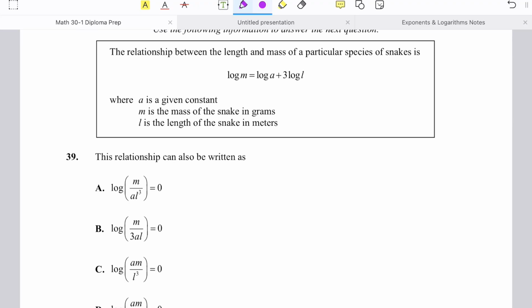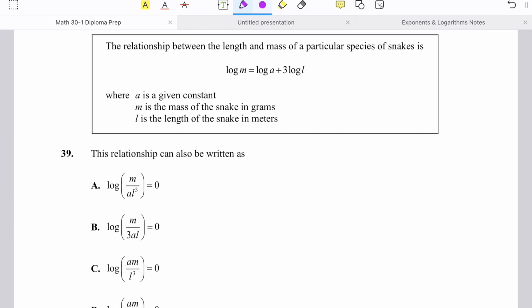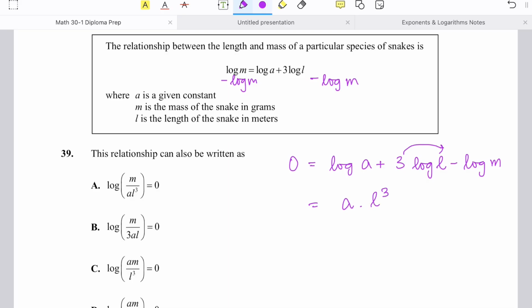Question 39. They're just asking us to write the relationship of log. This is easy, right? All you need to do is subtract log m to the other side, and you're going to get 0 is equal to log a plus 3 log l minus log m. So it's going to be log of a, and this can be bumped up, times l to the power 3 over m, and we keep our log like that, and done. Oops, doesn't look right though.